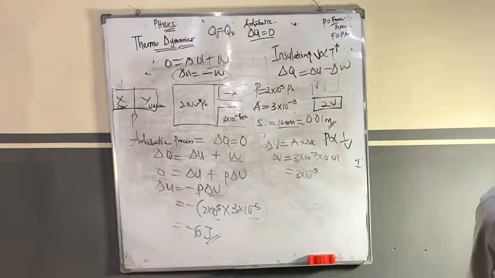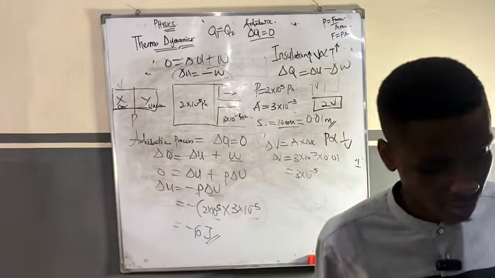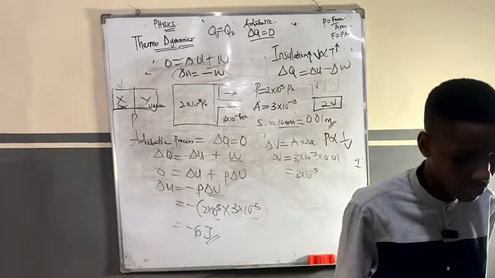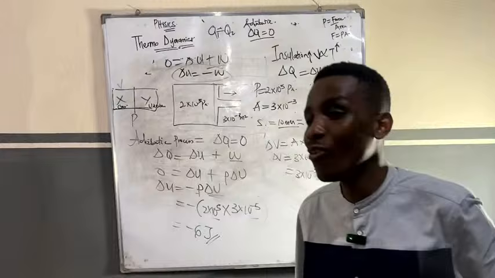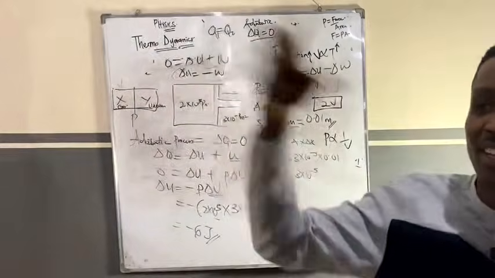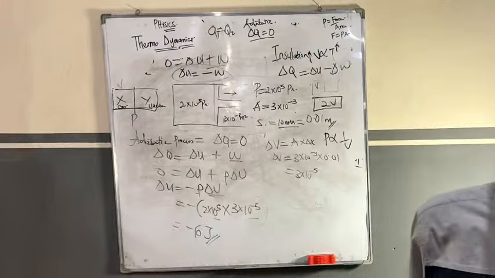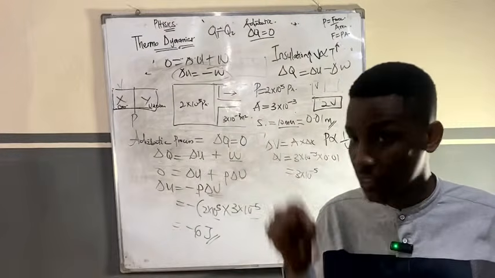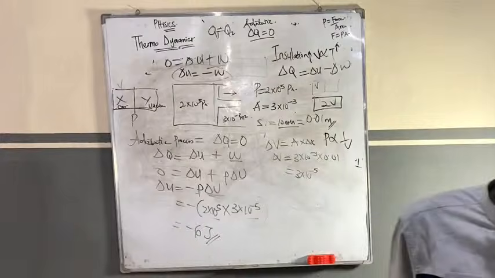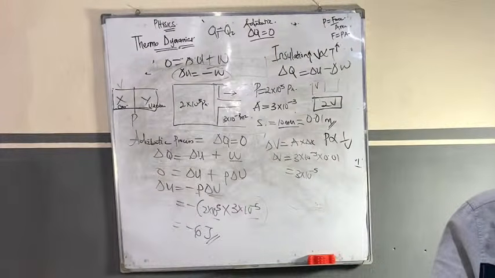Question says calculate the external work done. External work done, that is work done outside. That's work done by the system. But if nothing is defined clearly, always take it as work done by, in physics, please. Now we continue. Calculate the external work done.